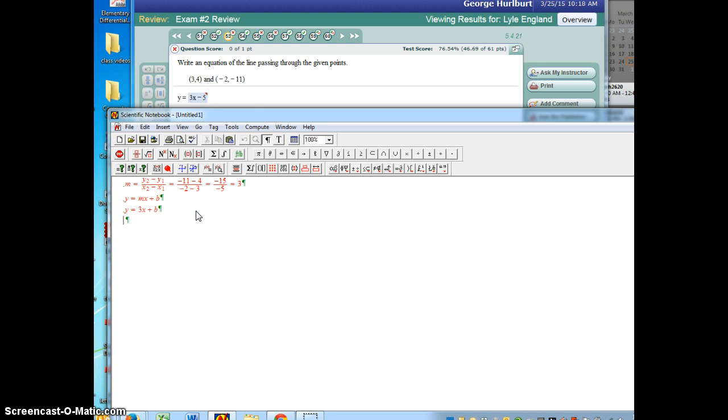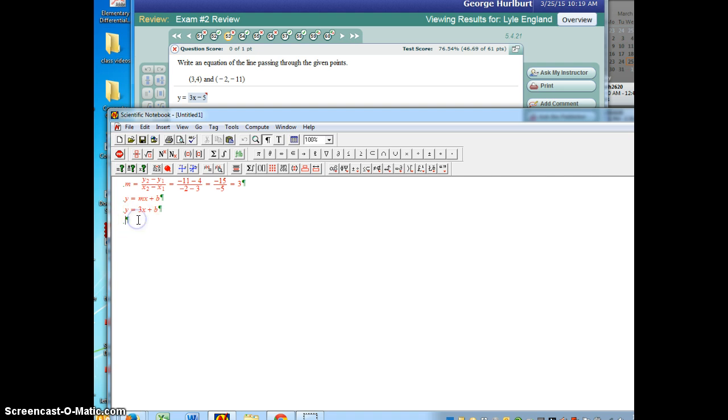And then we're going to do like we did last time. We're going to plug in a point. Now we have 2 points this time. It doesn't matter which one you plug in. You plug in whichever one you like better. I like 3, 4 because it doesn't have any negative signs, and that's one less thing I have to worry about. You can use negative 2, negative 11. You'll get the same answer, but then you got to be careful of your minuses. So I'm going to use 3, 4.